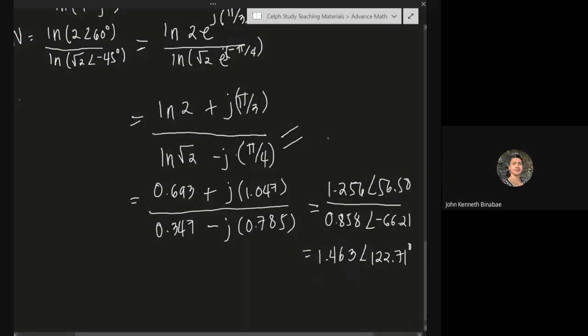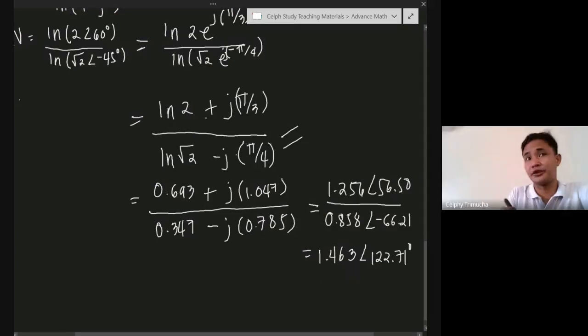Paano, sir? Butang nyo ni sa calculator in fraction form. Then input nyo ang ln2 plus 1.047i, sa babaw. Sa dalom, ln square root of 2 minus 0.785i. Equals lang dayon, makuha na ang answer, pero ang answer niya ara is expressed in rectangular form.